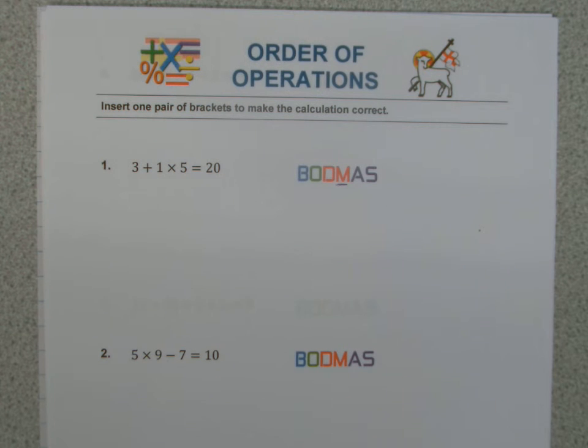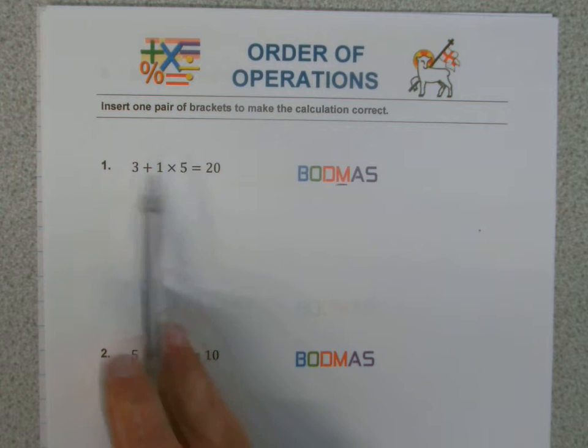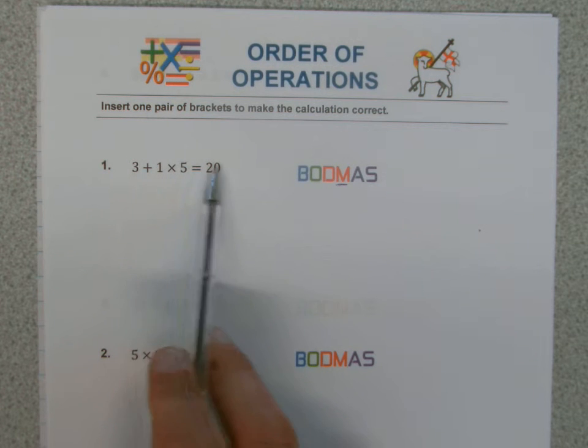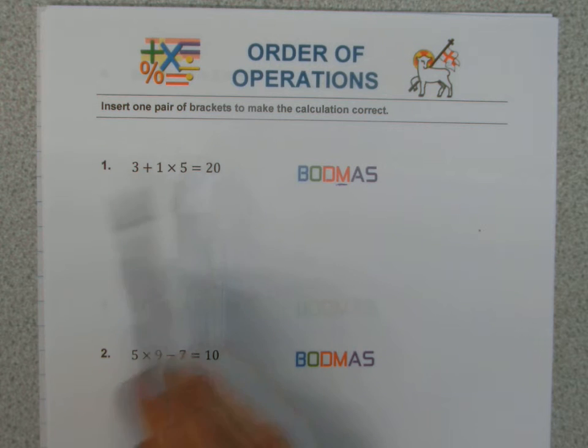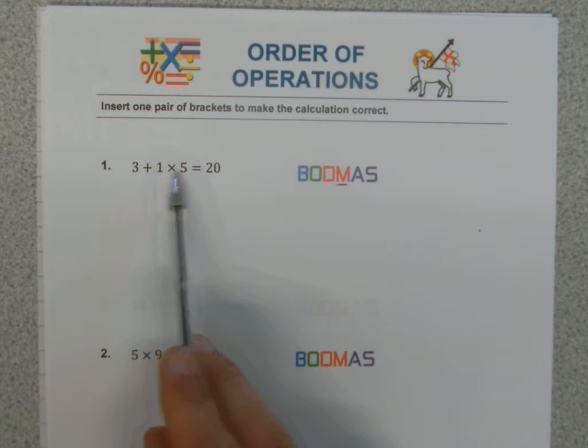Okay, order of operations. So here it says insert one pair of brackets to make the calculation correct. You've got 3 plus 1 times 5 is equal to 20. Now as it stands, this actually is incorrect. You might think, oh, 3 plus 1 is 4, times 5 is 20, and so it works. But it's wrong because we have to calculate this in a specific way.